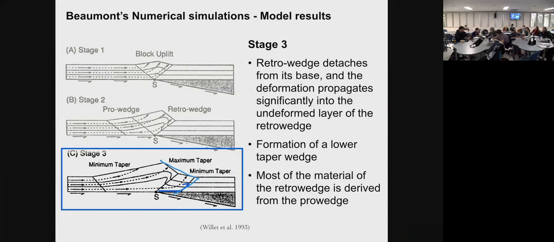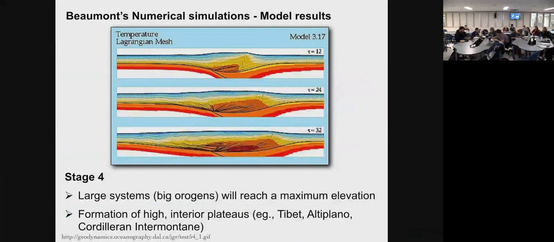Finally, as the system evolves, we reach stage four. And in stage four, which is a stage that was not permitted with the Jacques Malavieille sandbox model, just because at one point the system locks itself and the sand does not deform anymore. In stage four here, we have development of a very large interior plateau area. And because we're using numerical codes here, and we can fluctuate rheology and also generate heat by simulated radiogenic heat production, we have the production of a very warm mid to lower continental crust that will weaken the central part of the orogen.